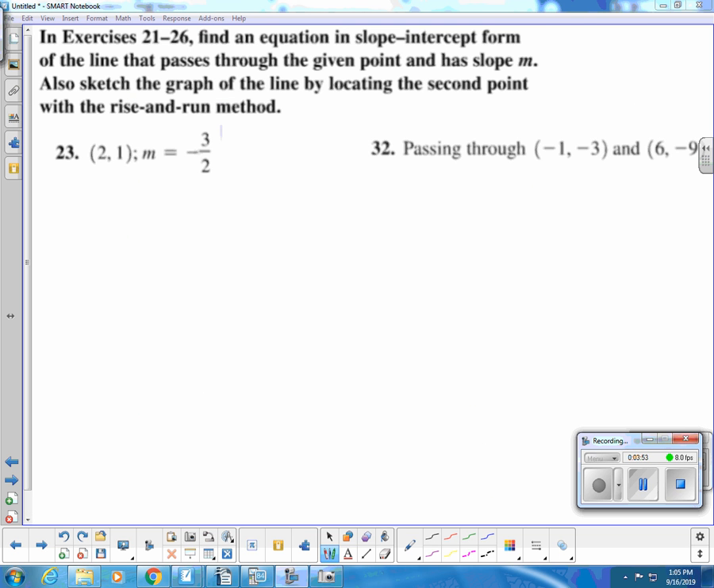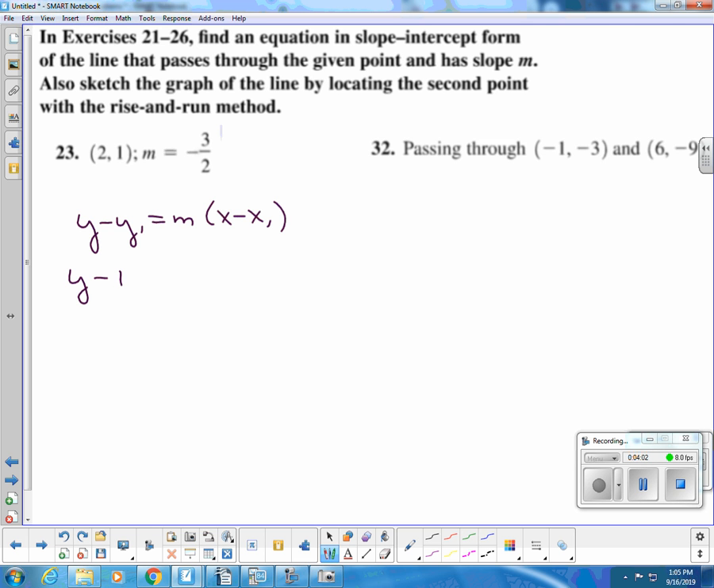All right, so we have a slope, we have a point. So we're going to use point slope form to start. So it's y minus the y of the point, equals slope times x minus the x in the point. You distribute, and then get the y by itself. Nothing crazy? Okay.